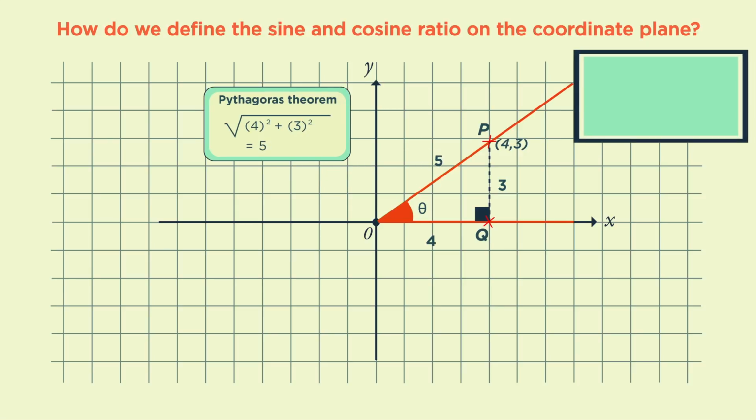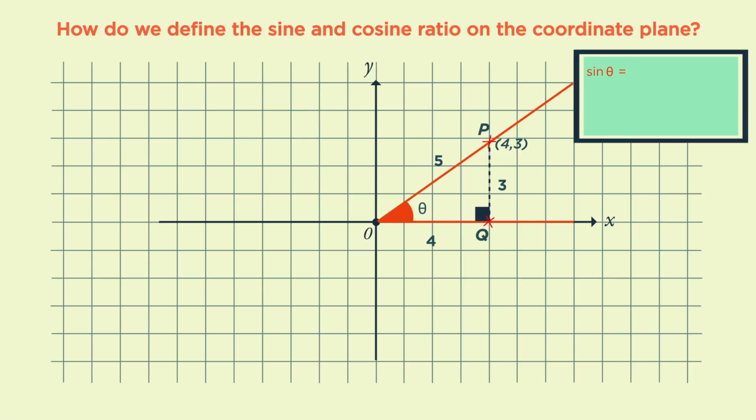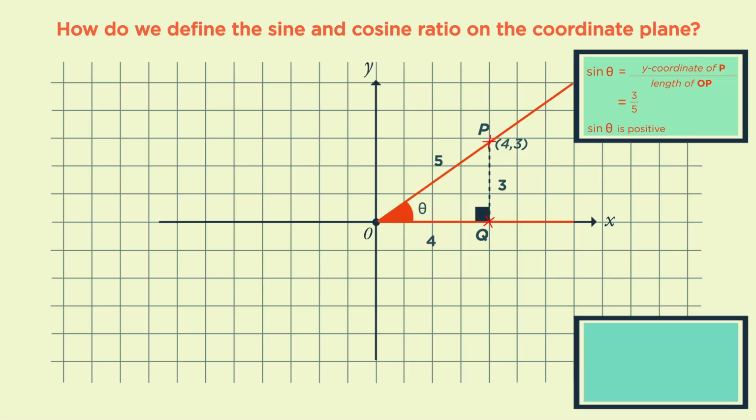Now we can define the sine of angle theta as the ratio of PQ to OP. This is none other than the y-coordinate of point P over the length of OP, and this length is always positive. We can also define the cosine of angle theta as the ratio of OQ to OP. This is none other than the x-coordinate of point P over the length of OP.